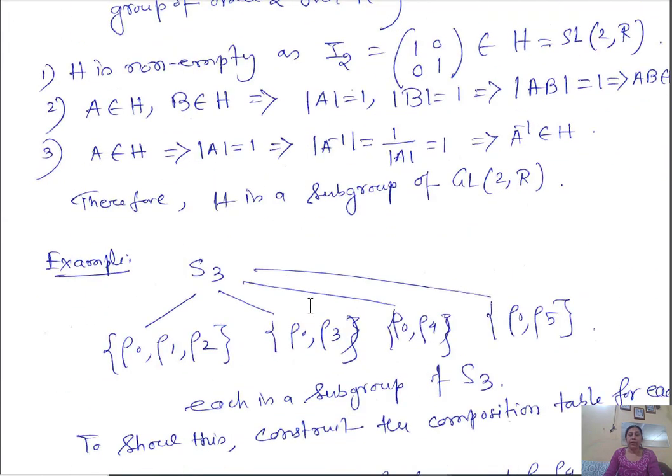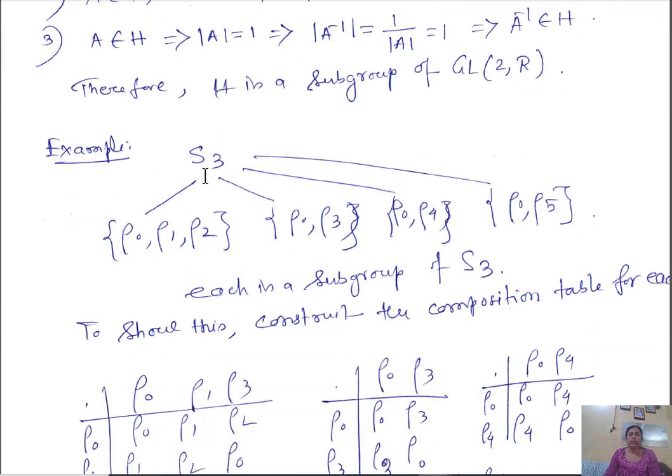If you consider S3, the set of all permutations, the symmetric group of order 3, you can show that it consists of the permutations rho 0, rho 1, rho 2, rho 3, rho 4, rho 5, six elements. If you take rho 0, rho 1, rho 2, it will form a subgroup of this. Rho 0, rho 3 is also a subset and forms a subgroup. Rho 0, rho 4 is also a subgroup. Rho 0, rho 5 is also a subgroup.